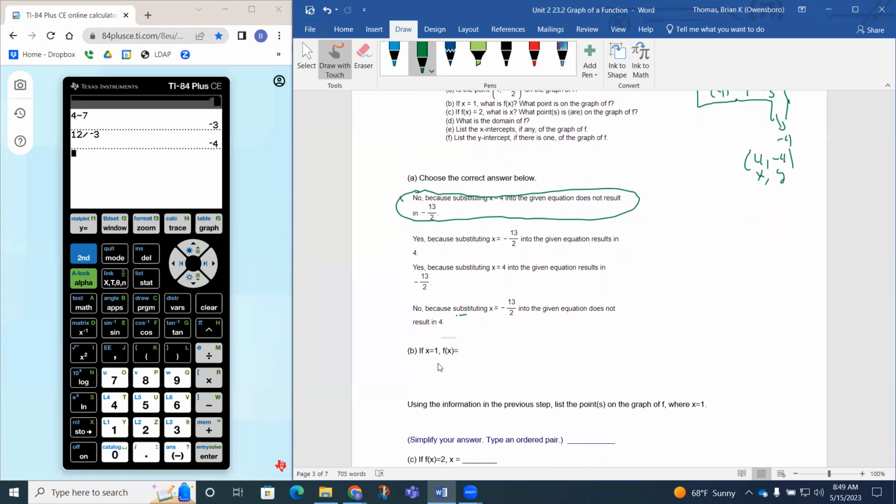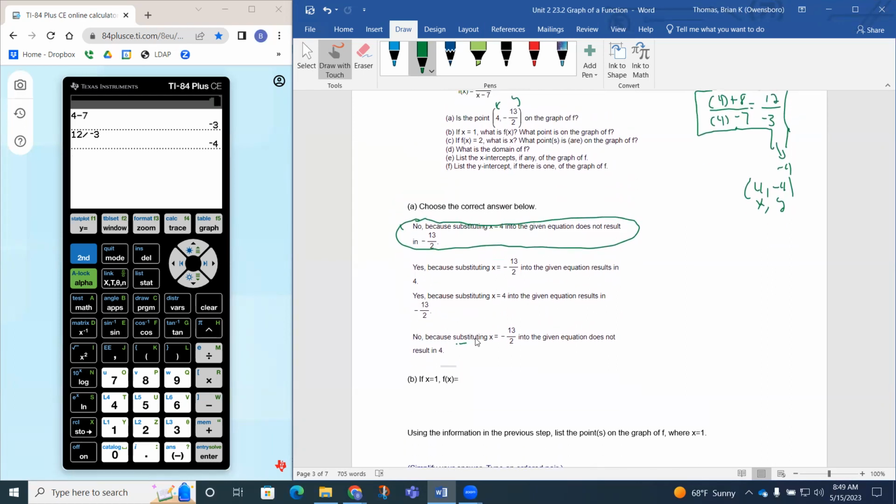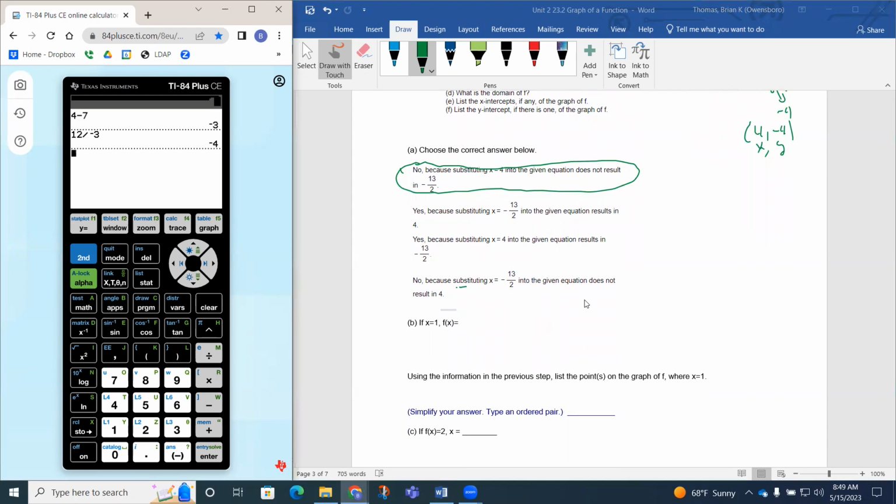So part B says if x equals 1, then what is f of x? So again, the way we're doing this is your function is this (x plus 8) over (x minus 7). So what they want us to do is actually figure out what is f of 1. So if I put 1 into the function, we're going to have 1 plus 8 on the top, and 1 minus 7 on the bottom. Well, 1 plus 8 on the top would be 9. 1 minus 7 would be -6.